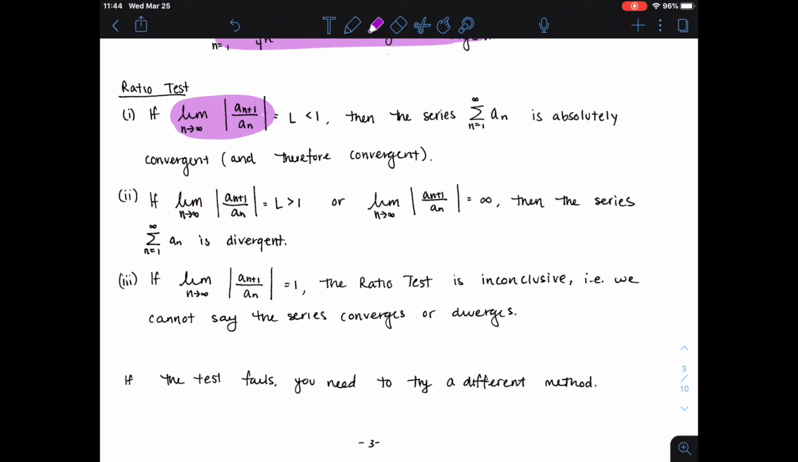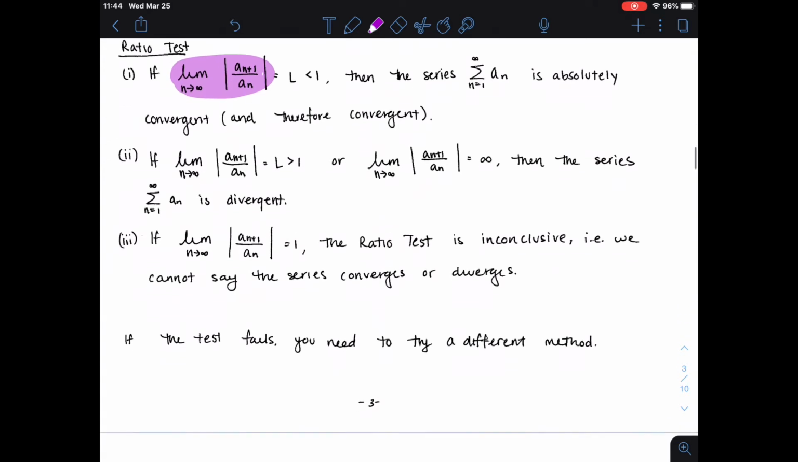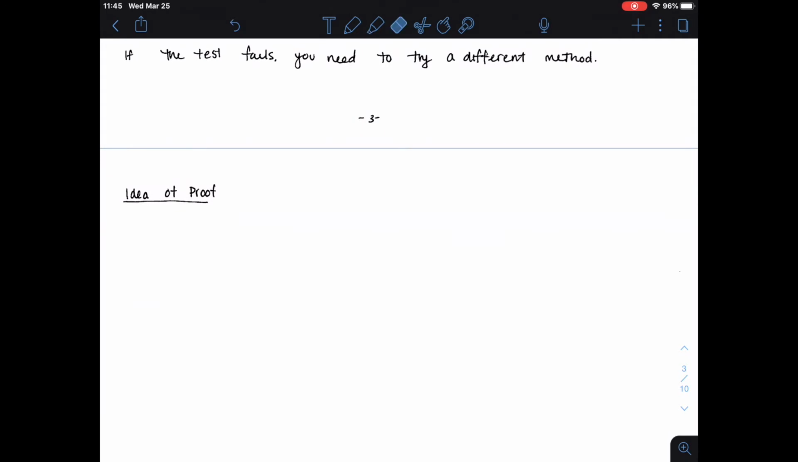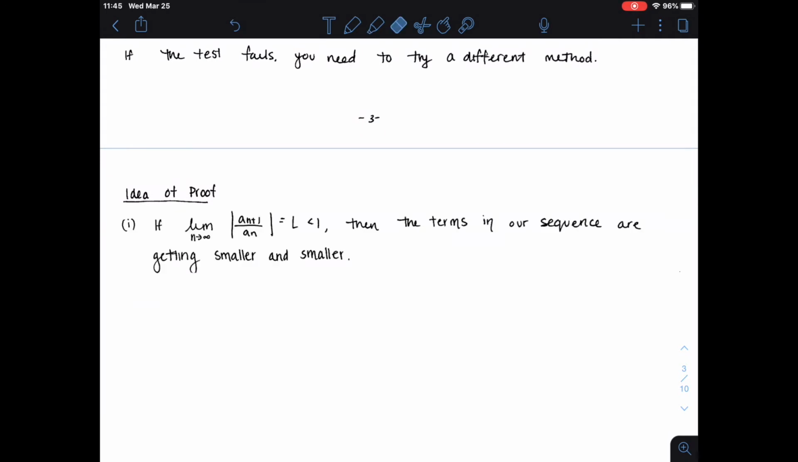Okay. So pretty much the idea of the proof, just so you can kind of intuitively see why this happens. For the first one, if this limit goes to something smaller than 1, that means the n plus 1 term is smaller than the term before it. So these terms are just getting smaller and smaller, and they're doing it pretty quickly. So that's an idea. It's going to 0 quick enough, it'll be convergent.